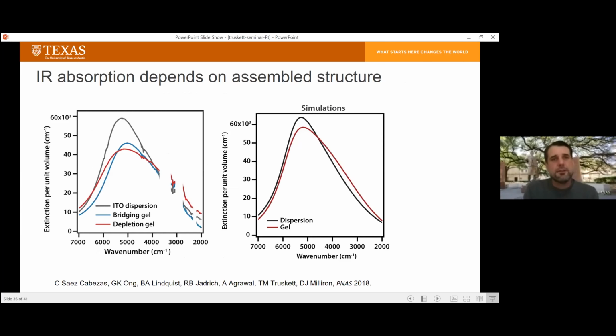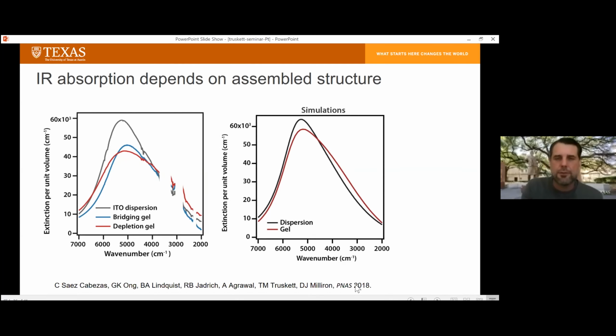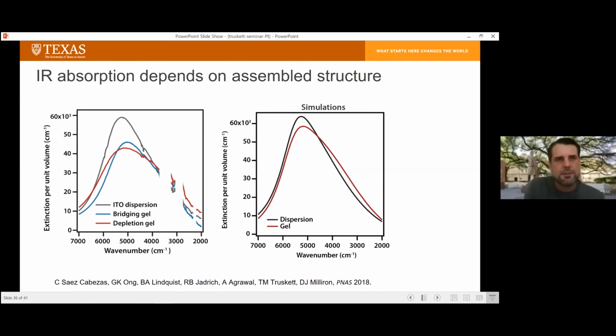Here, I'm just showing you that there are differences in the IR absorption of the dispersed ITO nanocrystals, shown in gray, versus the bridging and depletion gel. So you see a depression of the peak and a broadening of the extinction. And these were qualitatively predicted by electromagnetic simulations that were carried out in this system and explained further in this PNAS paper that we published in 2018.